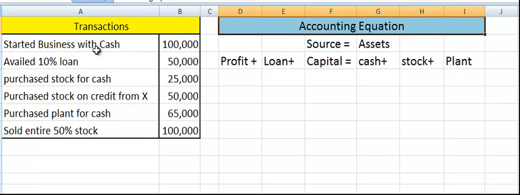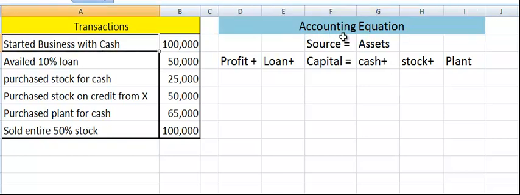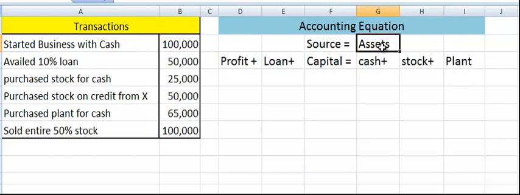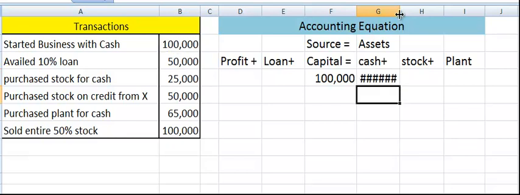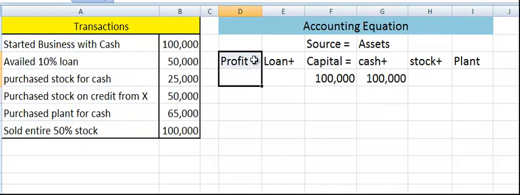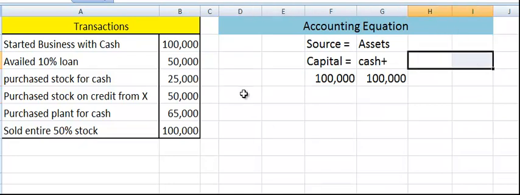For example, if the business is started with cash, we say on that day the sources are equal to assets, and the sources are capital of 100,000, and the corresponding asset is the cash. Okay. So for the time being, let us remove these items so that you can easily see that at present you have 100,000 cash supported by capital of 100,000.